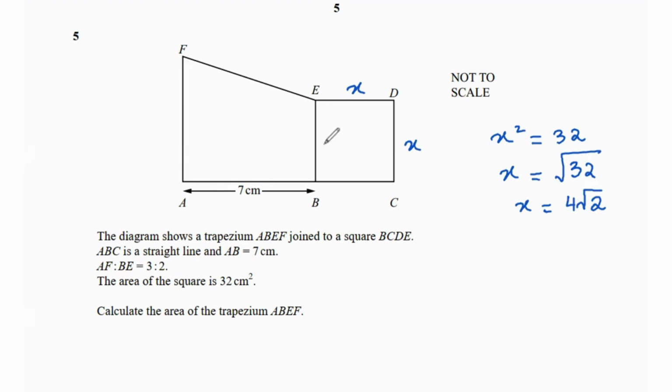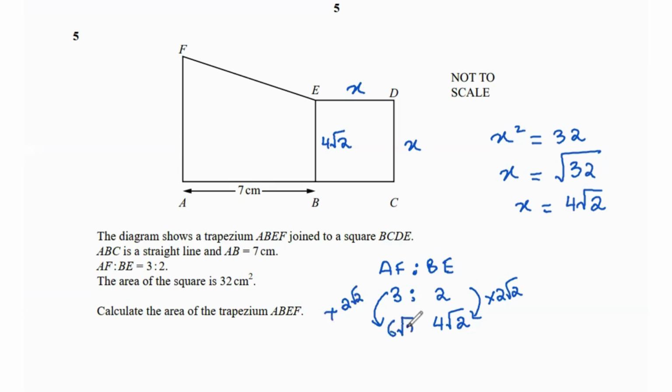Now, this is 4 root 2. This is 7. They're saying AF is to BE is in the ratio 3:2. So AF is to BE is 3 is to 2. So x is your BE. So this is 4 root 2. So how do we turn the 2 into 4 root 2? We times it by 2 root 2, which means we times 3 by 2 root 2 as well, which is going to give us 6 root 2. So this is 6 root 2.